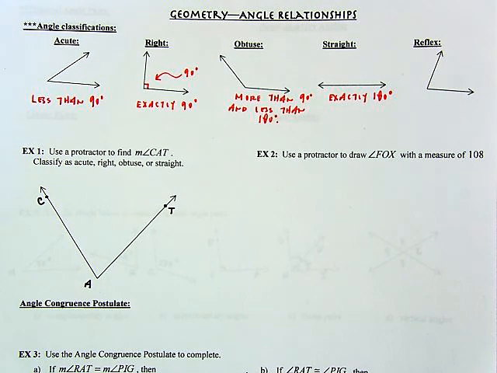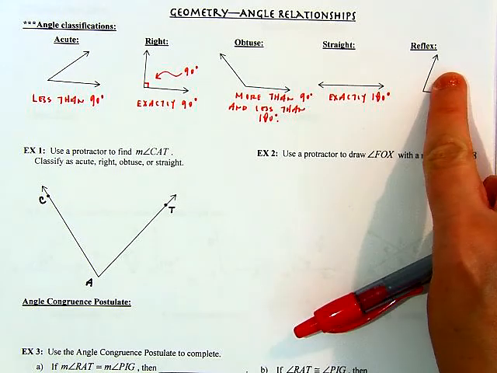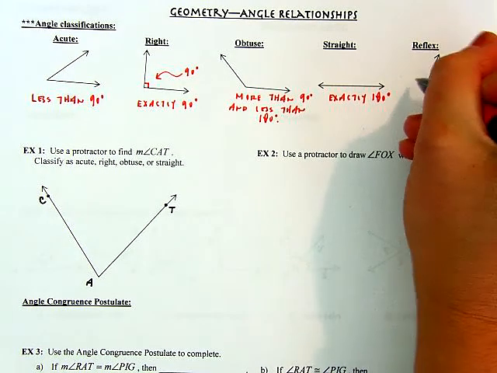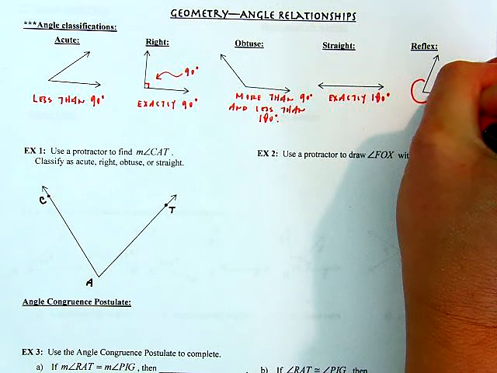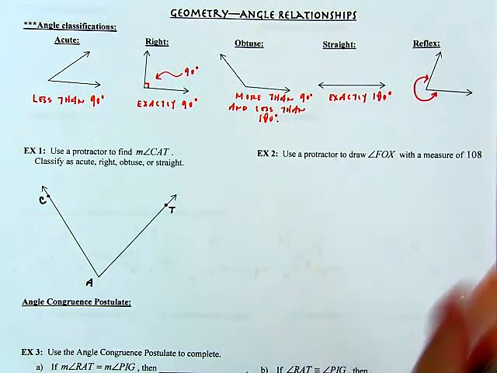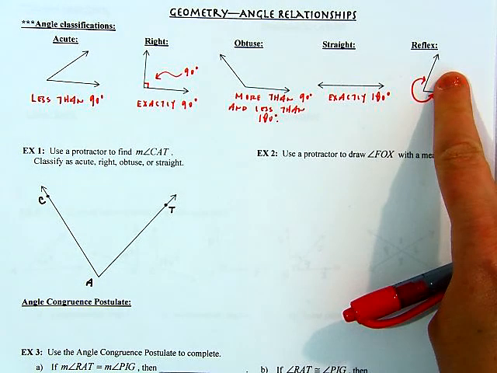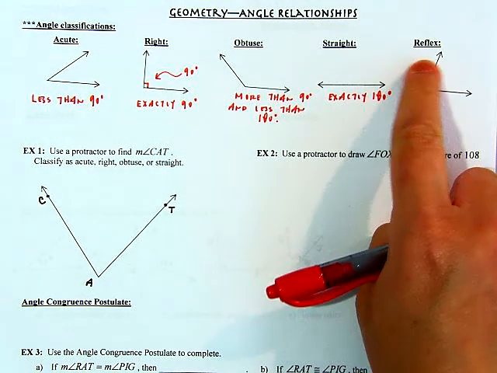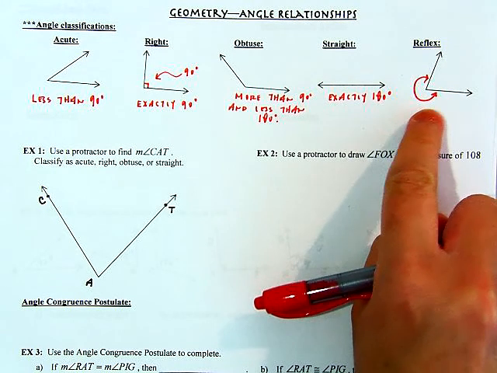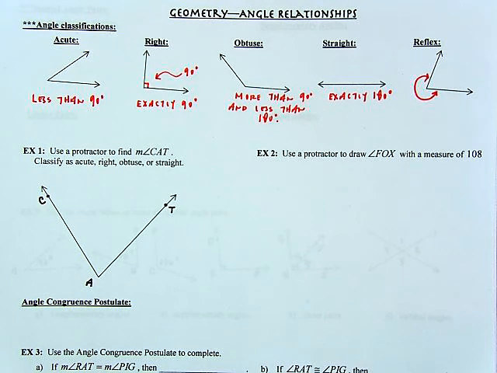So a reflex angle, we might look at this and say, well, that just looks acute, right? That looks like an acute angle, but that's not the angle I'm talking about. I'm talking about this one right here. Okay, so if I'm looking at this angle, that's an acute angle, and this would be a reflex angle. So this angle is more than 180, but less than 360 degrees.